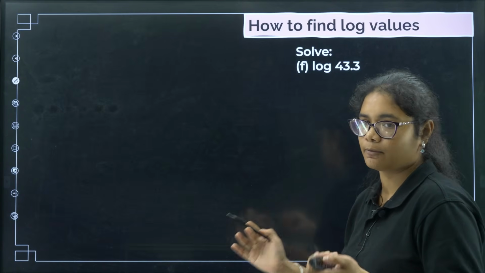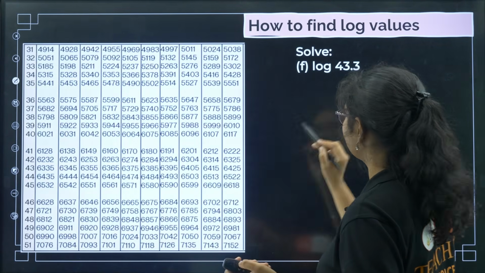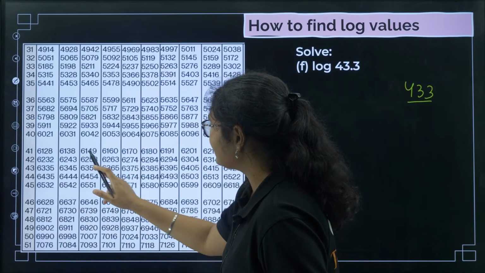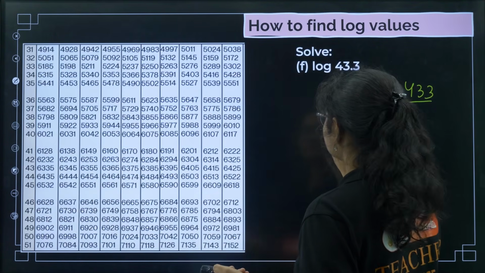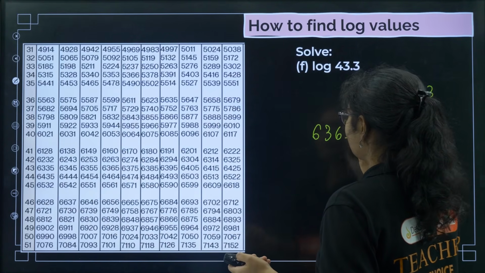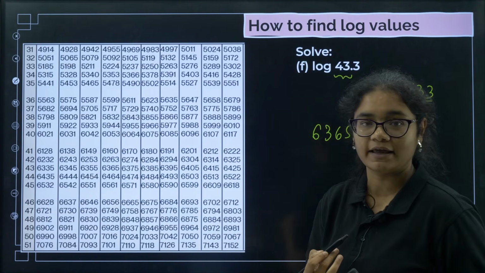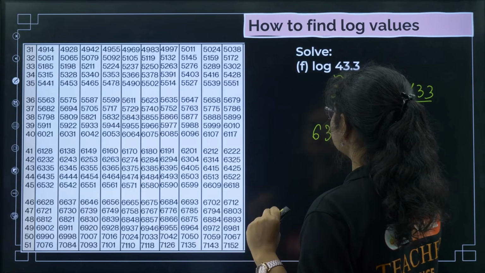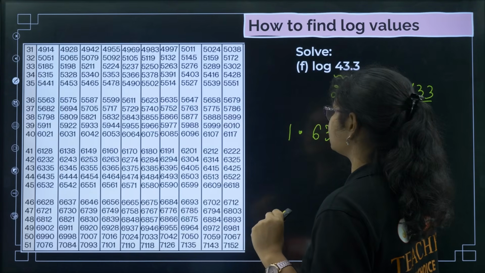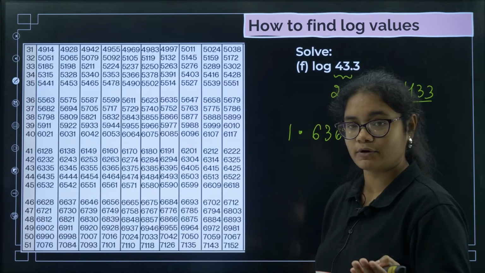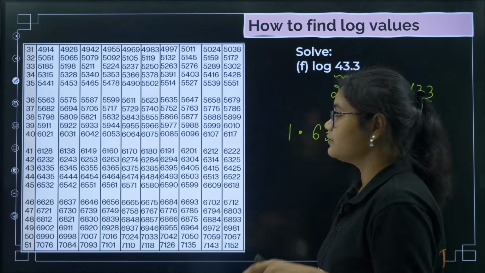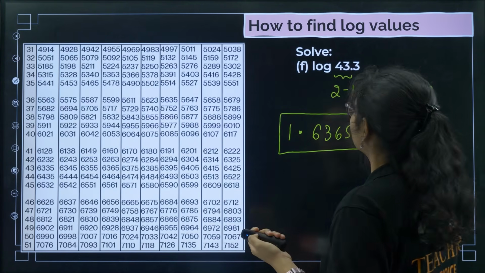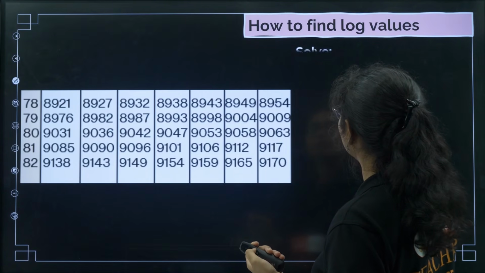Suppose log 43.3. How will we solve it? The same thing: we write it without the decimal as 433, then 43 and 3 give 6365. Just now we did 6365, but now see, before the decimal how many numbers are there? There are 2 numbers, right? 2 minus 1 is 1. So I'll put 1.6365. How many numbers before the decimal? 2 numbers, so 2 minus 1 is 1. So 1.6365. Getting it? Fine. Next we'll see one more.